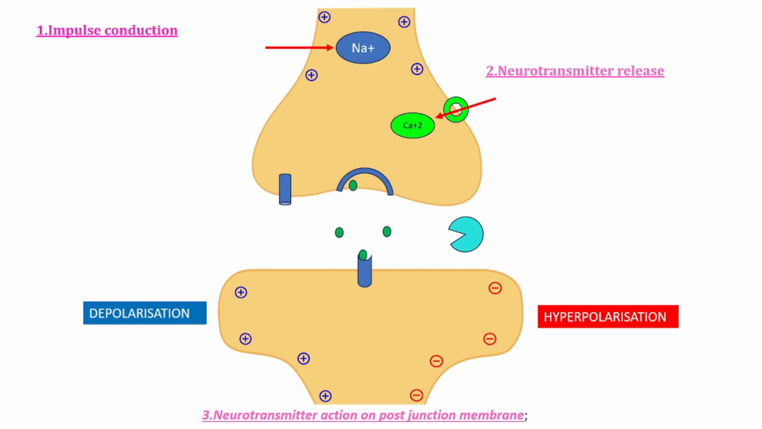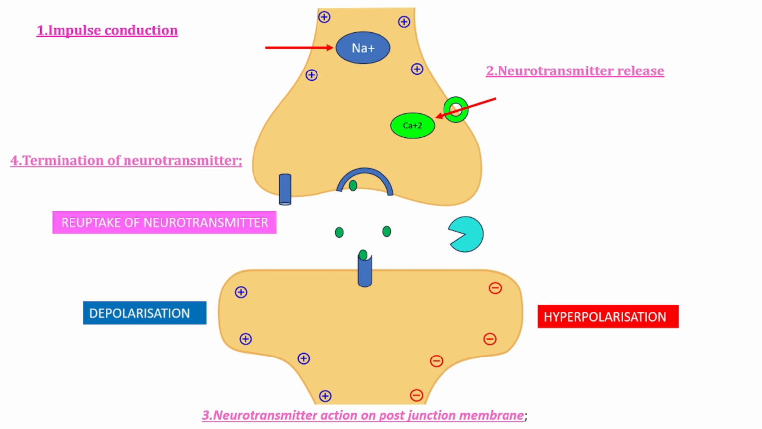Next one is the last stage, that is termination of neurotransmitter. Termination of neurotransmitter means how the neurotransmitter is terminated at the synapse level. Whatever neurotransmitter was released in phase 2, the neurotransmitter release stage, how does it get terminated? One is by the mechanism of reuptake. The neurotransmitter is reuptaken into the presynaptic neuron due to the presence of transporters.